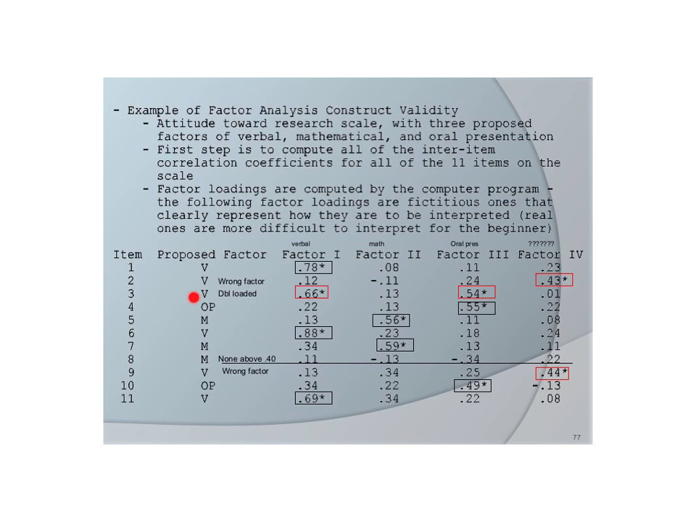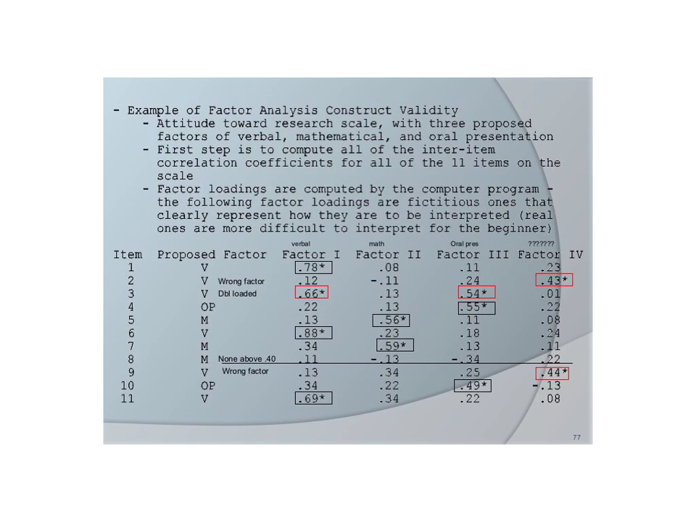Item 3 was also supposed to be verbal. We see that it does load on factor 1, what we think is going to be the verbal factor, but it also loads on factor 3, what we think is going to be oral presentation. So that's going to be problematic and perhaps a not clearly worded item.